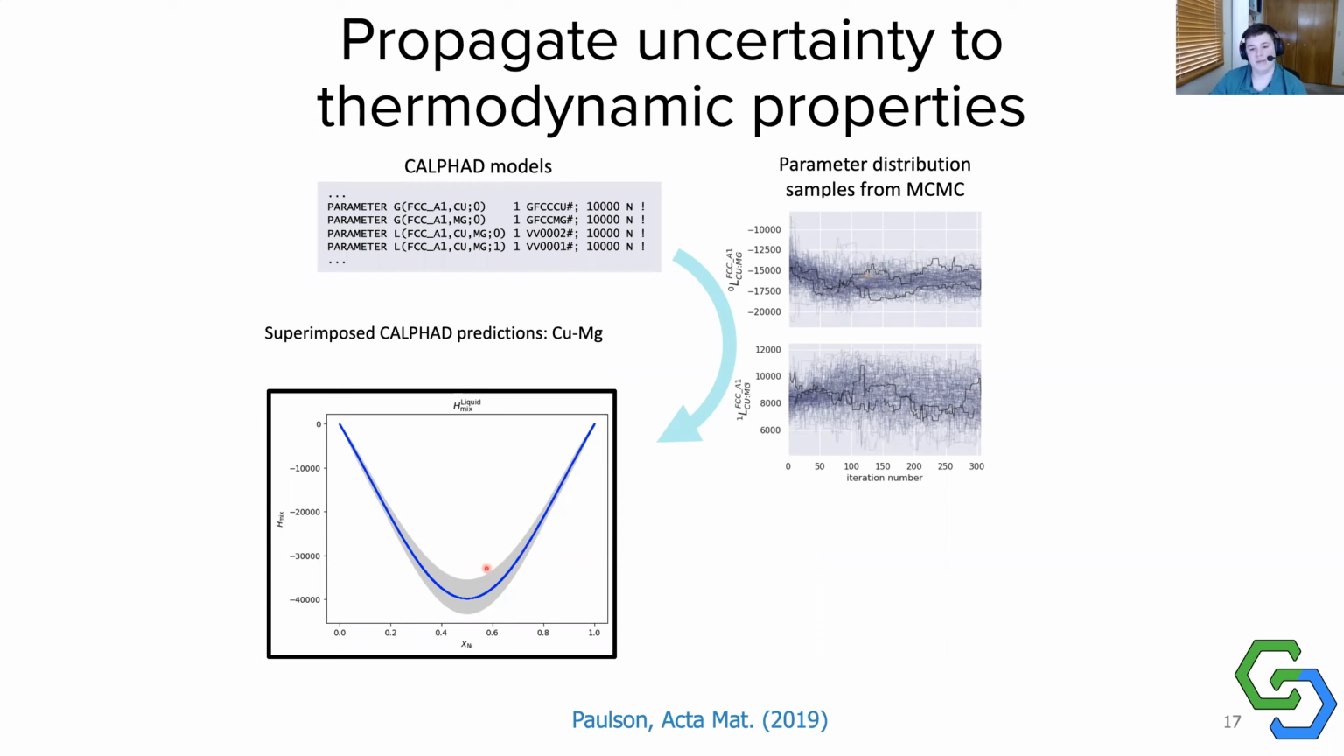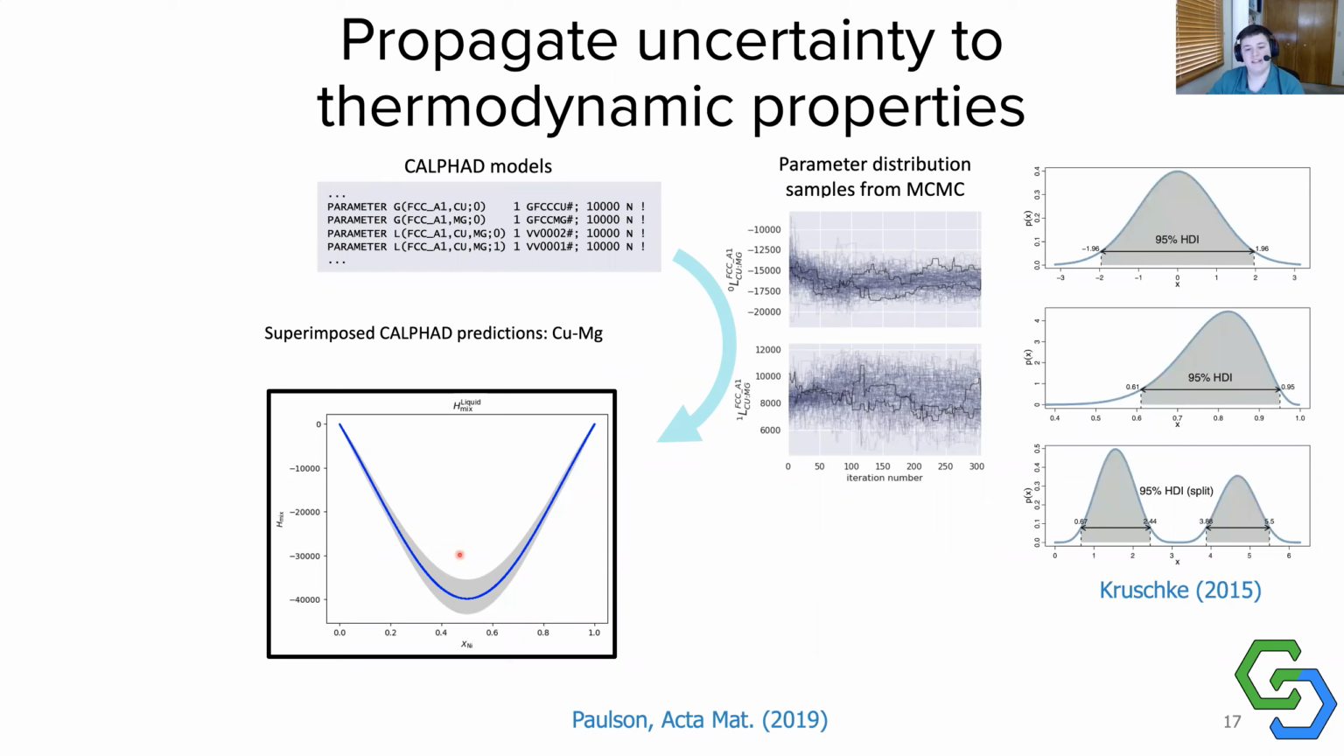And so here's one example from our paper in 2019, where we did this in copper magnesium and computed the liquid enthalpy of mixing and propagated that to the equilibrium property. And so one question that you may ask is, well, which parameters do I use? And so you can use all of them, but in practice, what you probably want to do is take some highest density interval, or HDI, of your parameters.